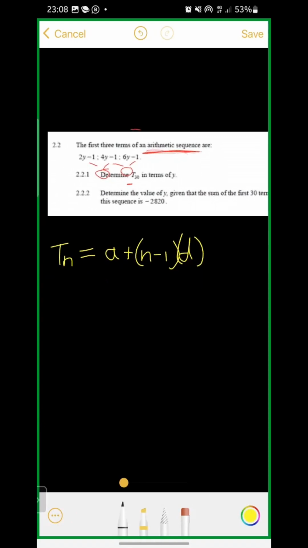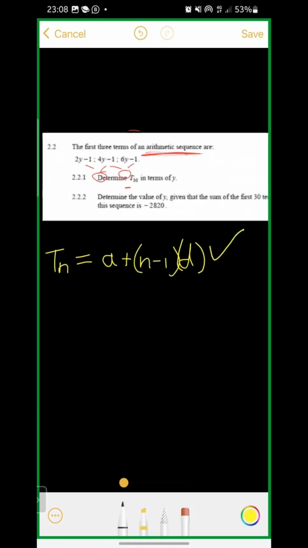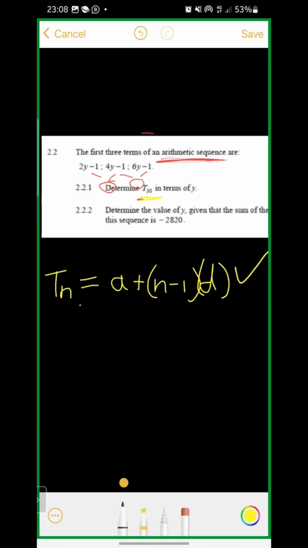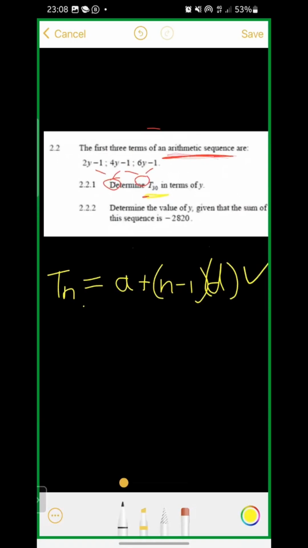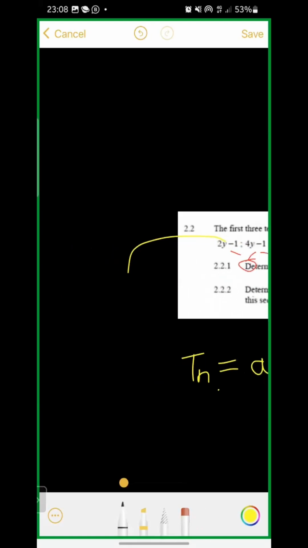So here we have that, right? What we need is d in terms of y, and our n we have as 30, and our a in terms of y. You guys understand, right? So we need it in terms of y. We do not solve for y in this case. So here, let's take it to the drawing board.